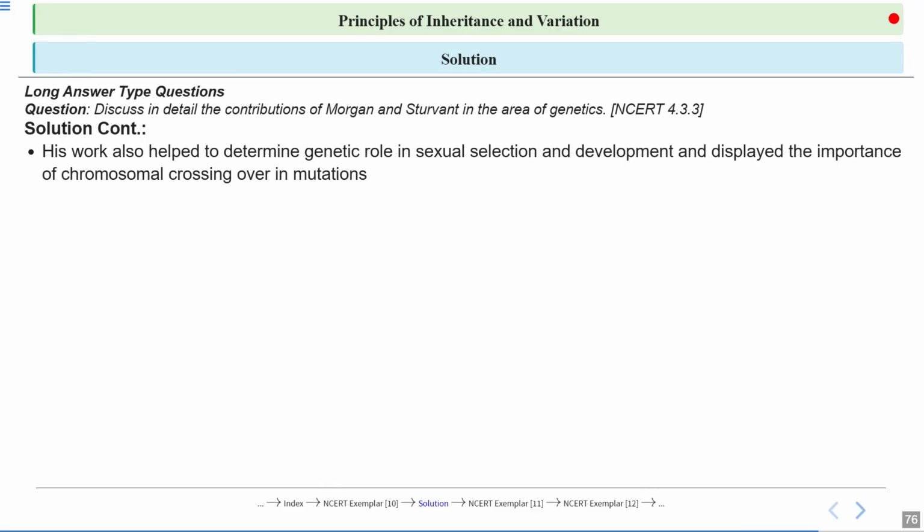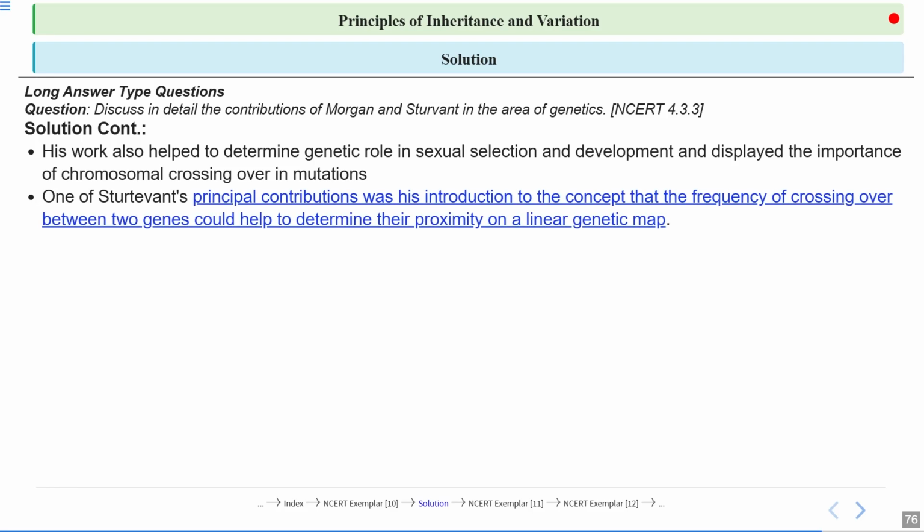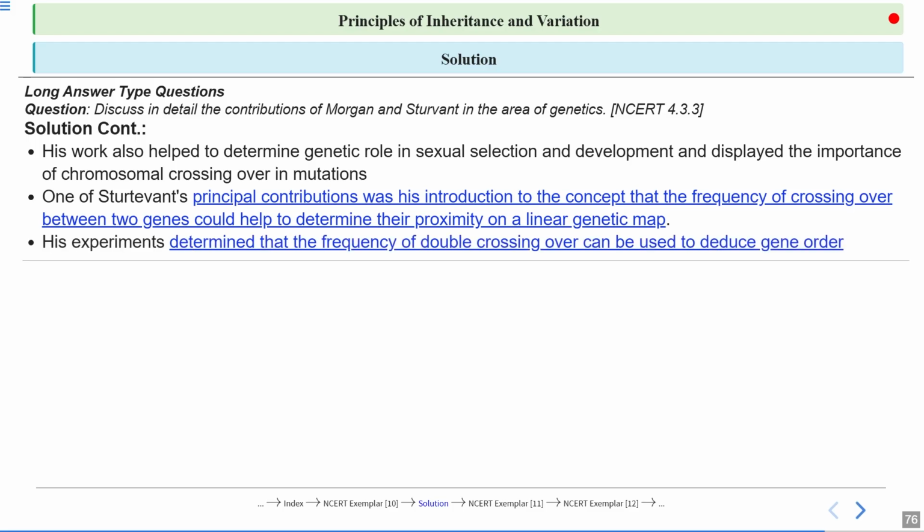His work also helped to determine the genetic role in sexual selection and development, and displayed the importance of chromosomal crossing over in mutations. One of Sturtevant's principal contributions was the introduction of the concept that the frequency of crossing over between two genes could help to determine their proximity on a linear genetic map. So he used recombination frequency to calculate the distance between the genes. His experiment determined that the frequency of double crossing over can be used to deduce gene order. Some additional work was done by Sturtevant as well.